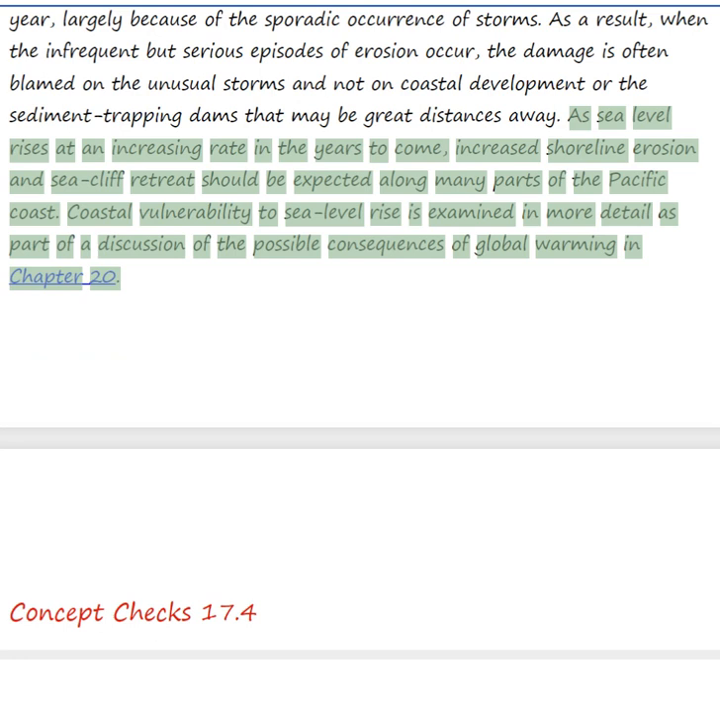As sea level rises at an increasing rate in the years to come, increased shoreline erosion and sea cliff retreat should be expected along many parts of the Pacific coast. Coastal vulnerability to sea level rise is examined in more detail as part of a discussion of the possible consequences of global warming in Chapter 20.